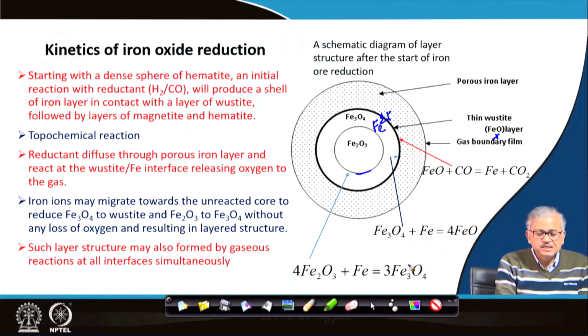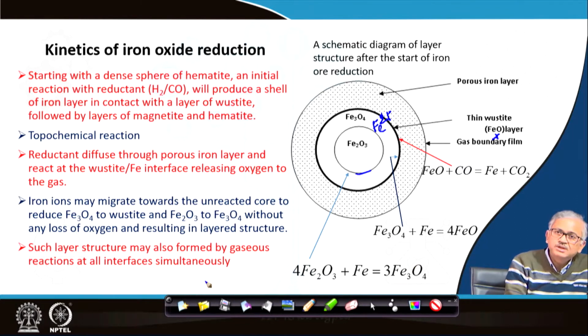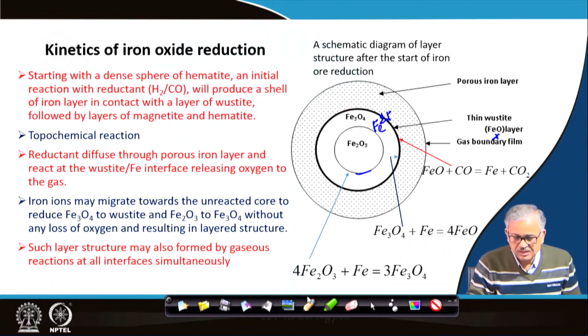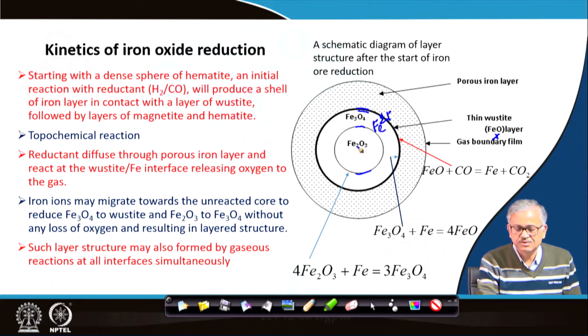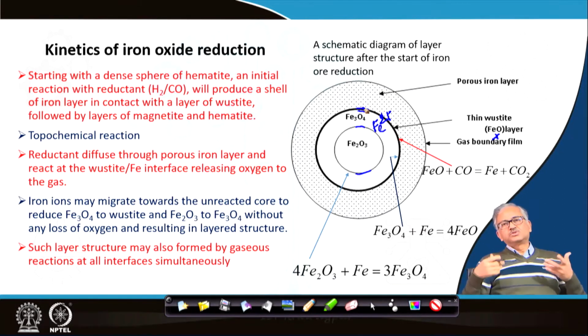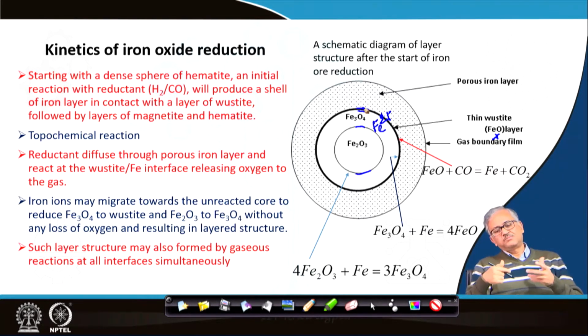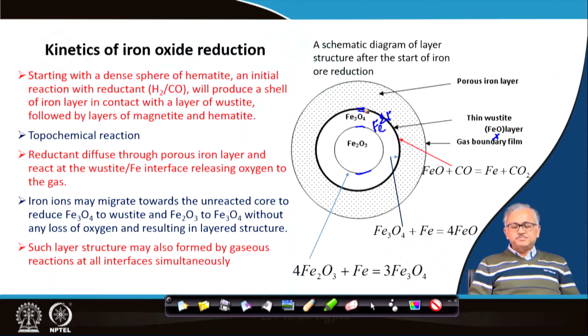So that's why such a layer structure may also form by gaseous reaction at all interfaces simultaneously. So the gaseous reaction is not only at this interface, but it can react at the other interfaces too. All three interfaces are there: one is the FeO-Fe interface, then the Fe3O4-FeO interface, and then the Fe2O3-Fe3O4 interface. At all these interfaces, gaseous reduction can come and reduce simultaneously, and it can form this type of layer structure.